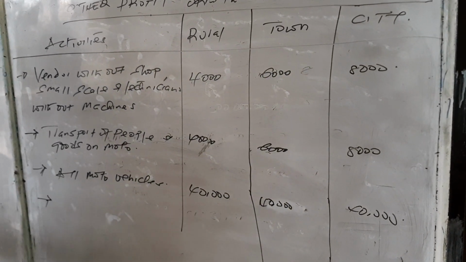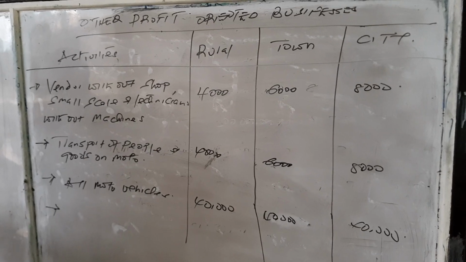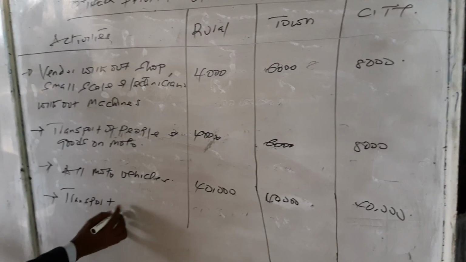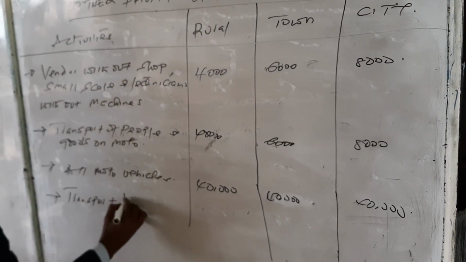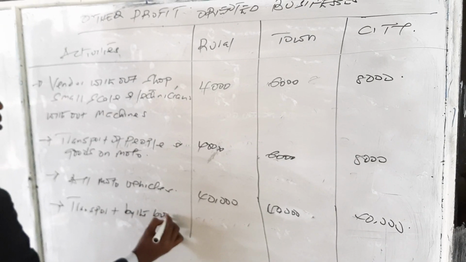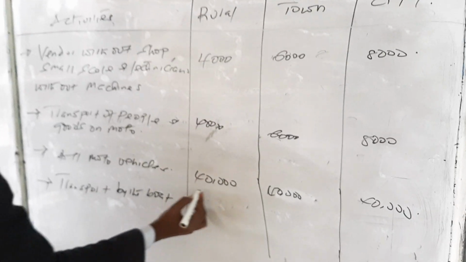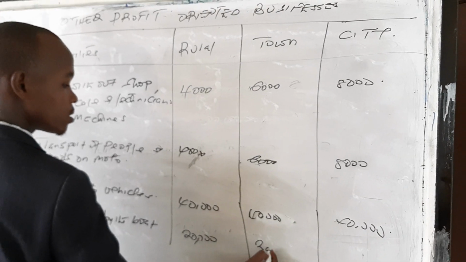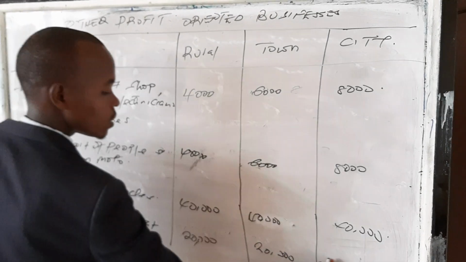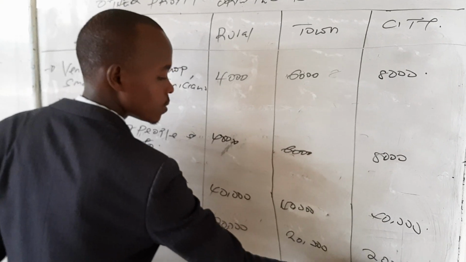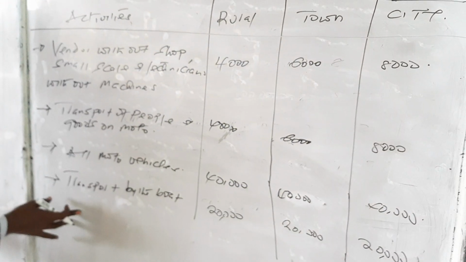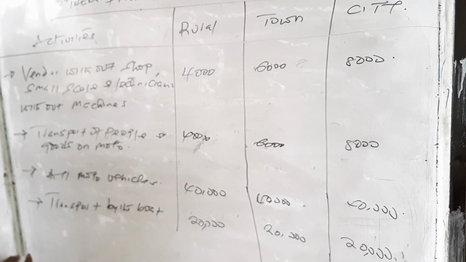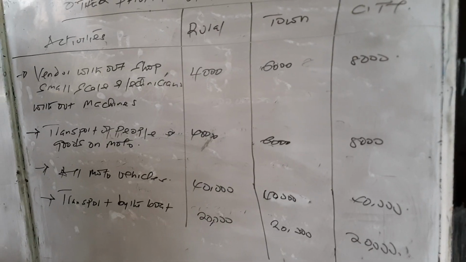Another activity is transport by boat. In the rural area, it is 20,000. It is similar in the other areas, and for the other profit-oriented business, it is 20,000.